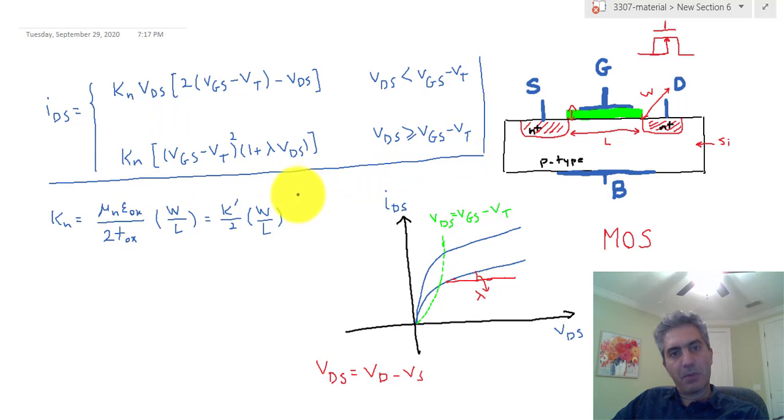Now, the last parameter that I need to describe to you is this lambda, which basically tells you what the slope of this line is once the device enters the saturation region.